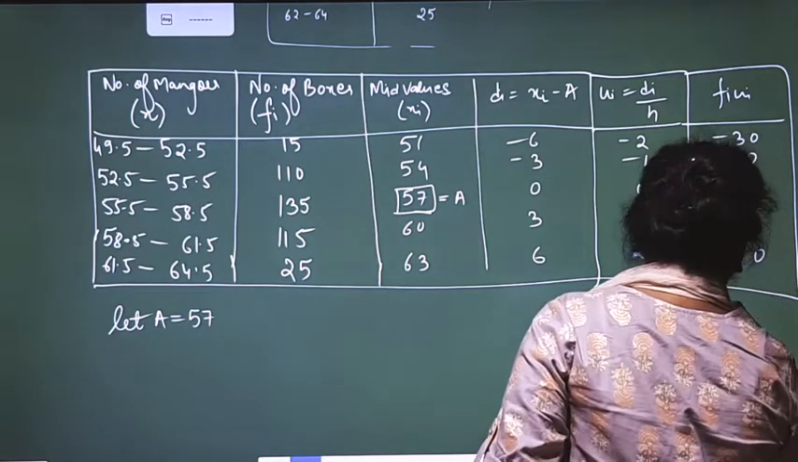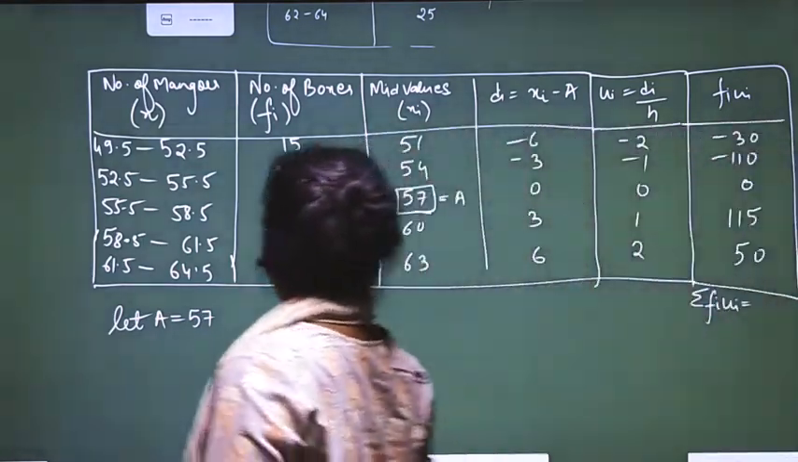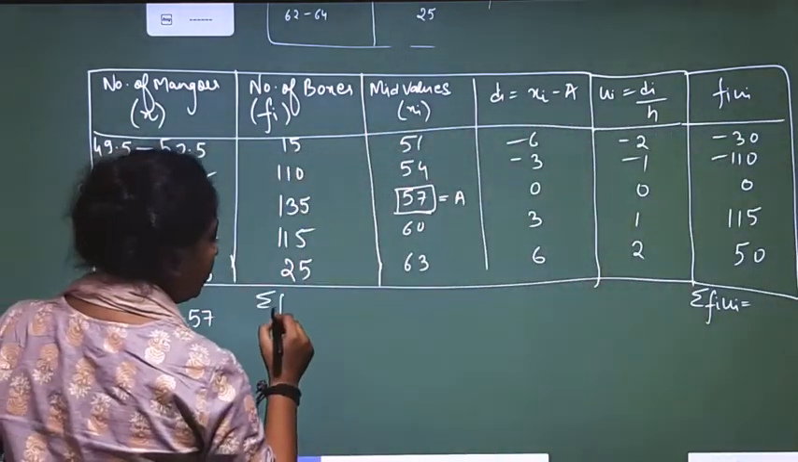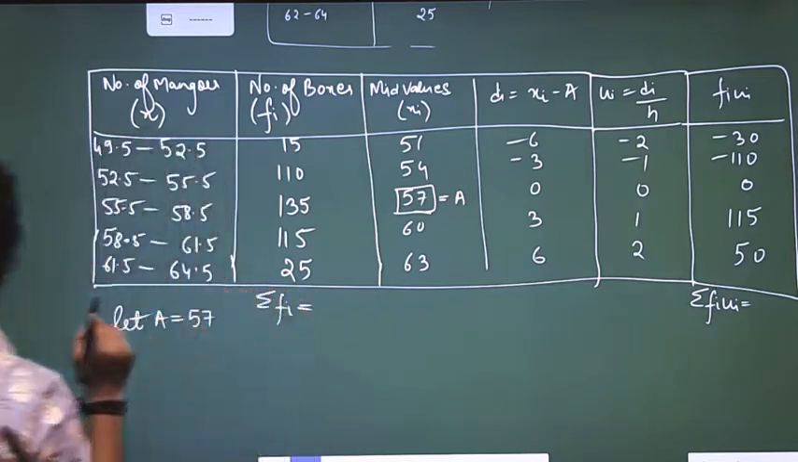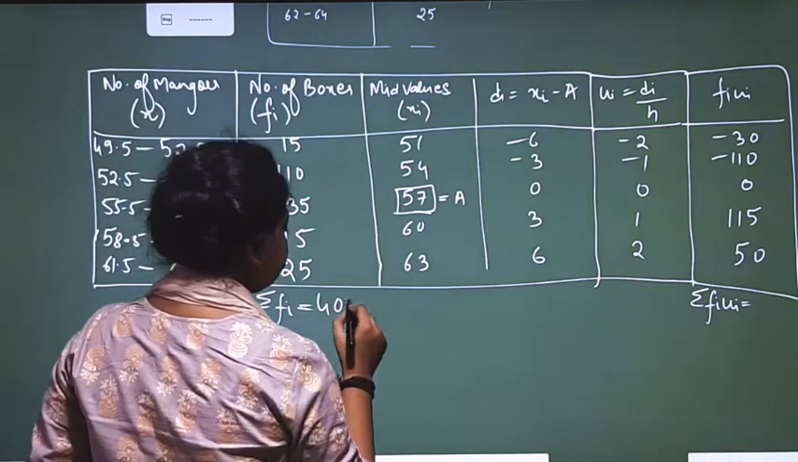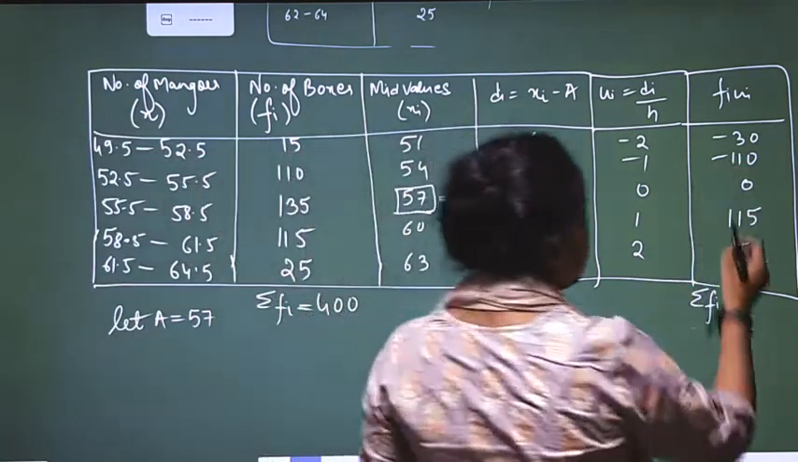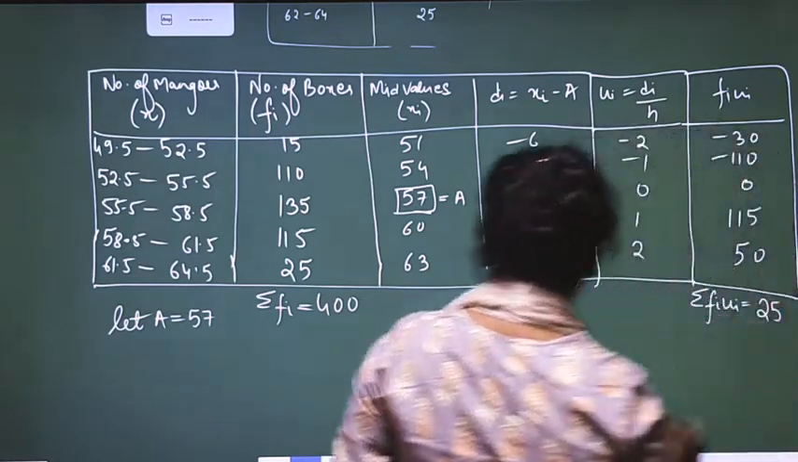Now we have to find the sum of this column. This will be summation fi ui, and also we need to find the sum of the frequency column, that is summation fi. Summation fi we'll get as 400. And summation fi ui we'll get as 25, when we add all of these values.